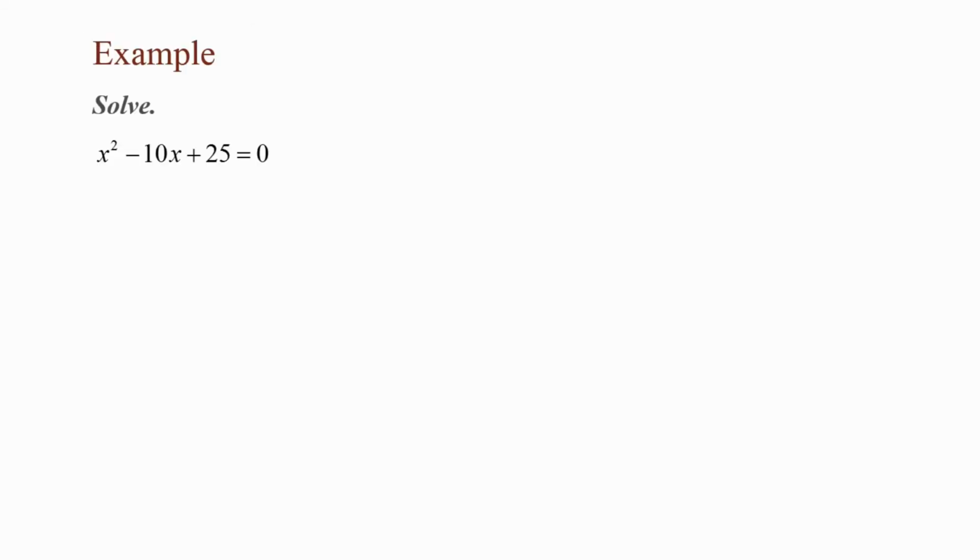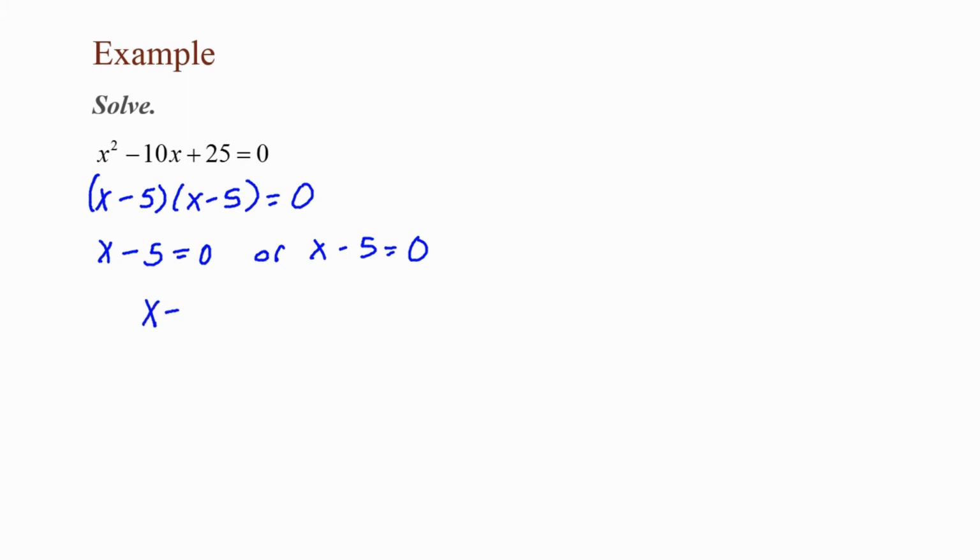For this example, we want to solve x squared minus 10x plus 25 equals 0. I need two numbers that multiply to be 25 but add to be negative 10. So x minus 5, and bring down the equal 0. Using the zero factor property, I set each of them equal to 0. So I have x minus 5 equals 0 or x minus 5 equals 0. Solving each of them for x, I end up with the same answer, x equals 5.